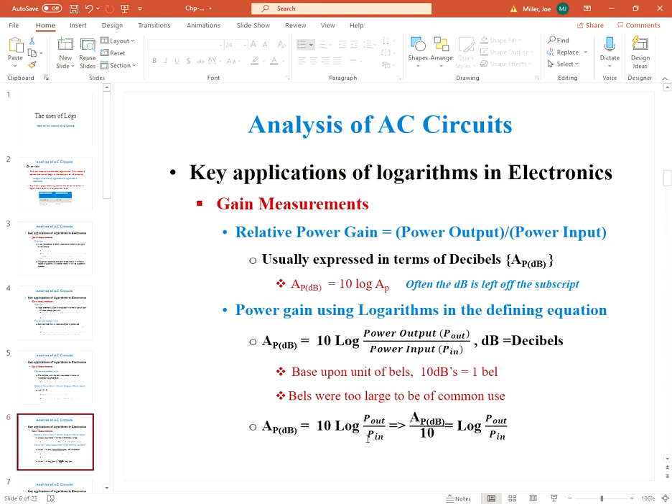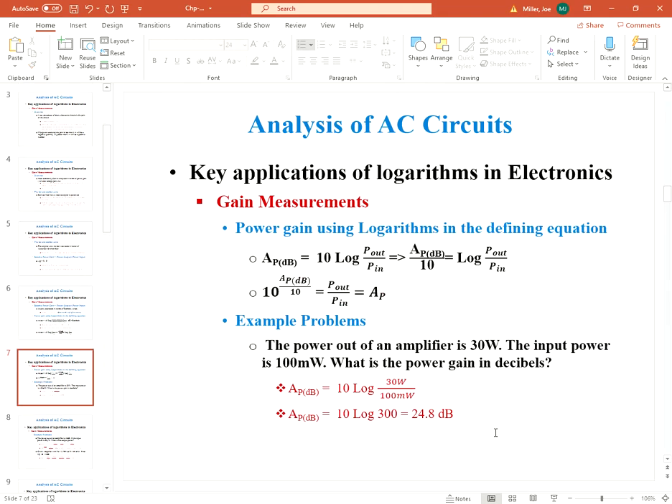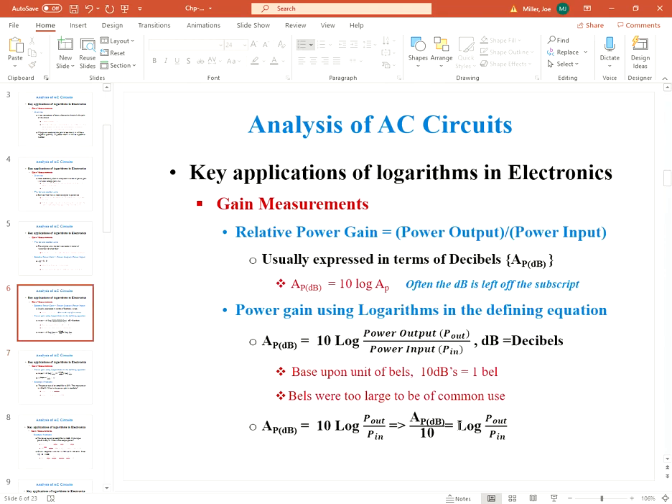And if we modify this equation, we're going to divide both sides by 10. We're left with APdB divided by 10 equals the log of power out over power in. Now the next thing we're going to do is take the anti-log of both sides. In order to take the anti-log of the log, we're going to take this expression and make it the exponent of 10.